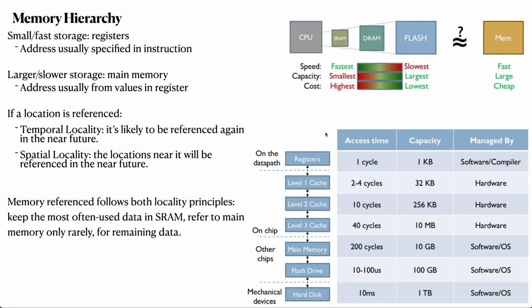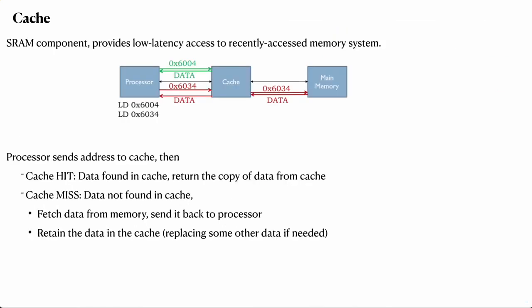And here's a table of different components, their access time, capacity, and who manages them in the operating system. And cache. Cache is an SRAM component, and the main purpose for it is to provide low latency access to recently accessed memory. Here, we have processors, we have cache, and we have main memory.